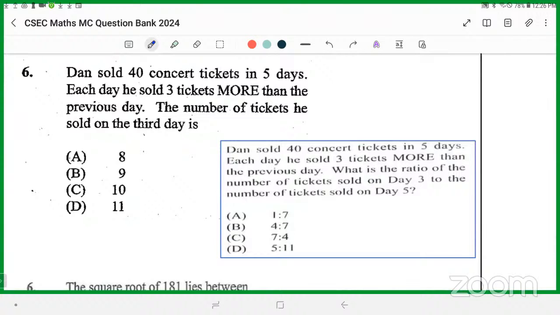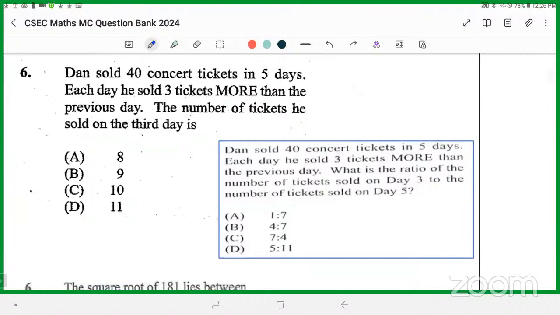Dan sold 40 tickets in 5 days. Each day he sold 3 tickets more than the previous day. The number of tickets sold on the third day is... I've said the same information. Dan sold 40 tickets in 5 days. Each day he sold 3 tickets more than the previous day. What is the ratio of the number of tickets sold on the third day to the number of tickets sold on the 5th day? So the same information, but they're asking something different. So look out again for the same question, they're asking something different.